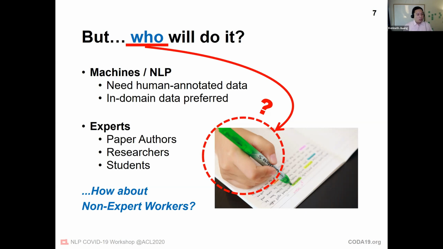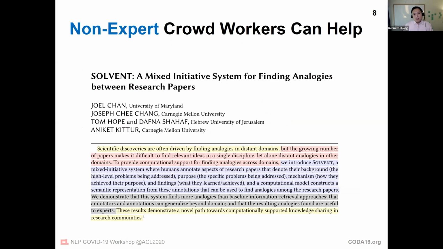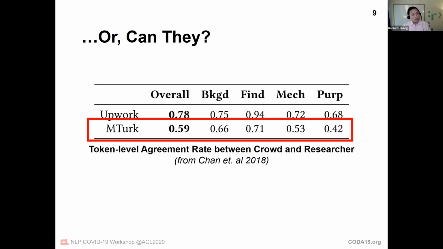How about using non-expert workers to annotate scientific text, right? And we are not the first to think about this. For example, in 2018, this CSCW paper tried to use non-expert crowd workers to annotate the background, purpose, mechanism, and findings on scientific papers. However, the concern is the quality. Based on their work, the token-level agreement rate by Mechanical Turk workers is only 60%. And if that's the quality, it's not really usable to train a good classifier or data annotator.